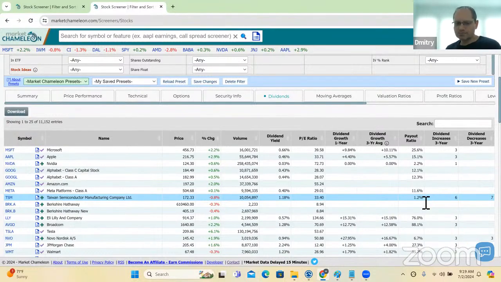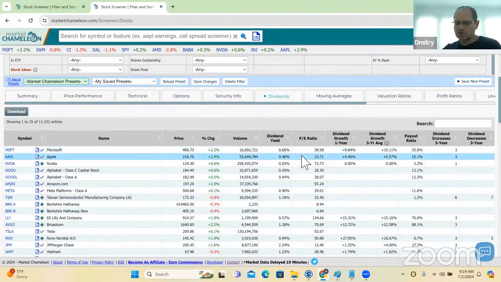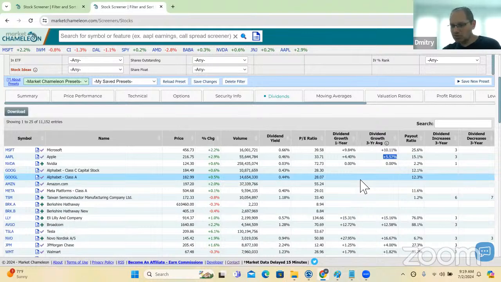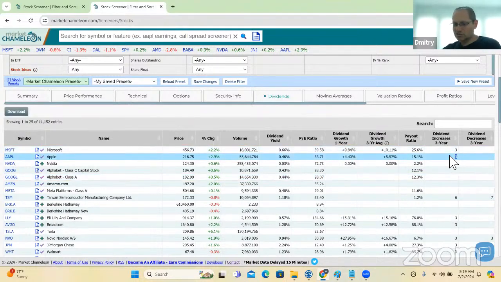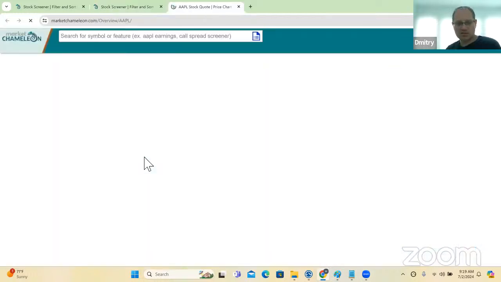So look for Apple. This is the next one down. We could see 0.46% dividend yield. However, they only pay out 15% of their net income as dividend. It looks like they increase their dividend around 4 to 5% per year. It looks like in the last 3 years, we had 3 increases, between 4.5% and 5%. We could go now to Apple and just confirm how consistent it is.